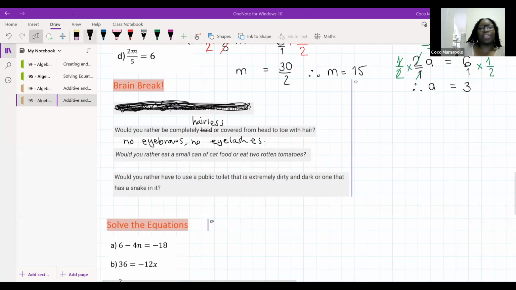Now, here's my question for you. Would you rather have to use a public toilet? You're not going to escape the public toilet.